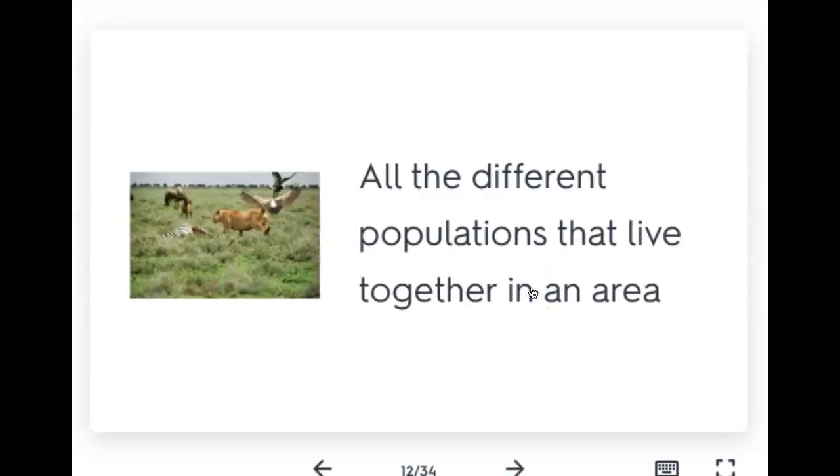Community is going to be a reference to all the living organisms that are in the area. So all the different types of living things in the area. So in this example, in this picture, it's going to be including the birds, zebra, lion, so all those things that are going to be interacting. So that's going to include the animals and plants, fungi, bacteria, anything that's alive in that area.